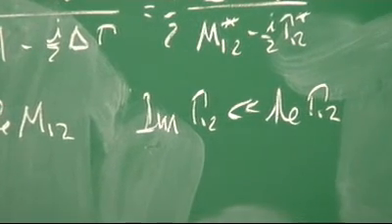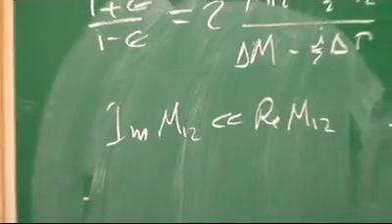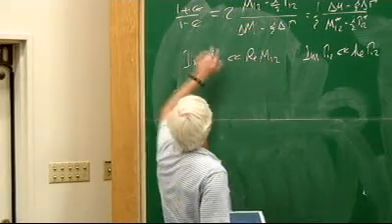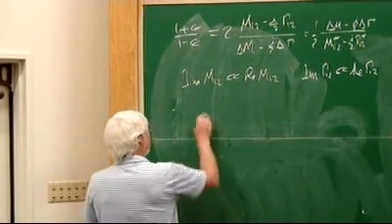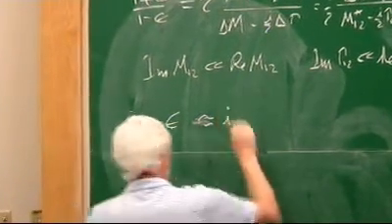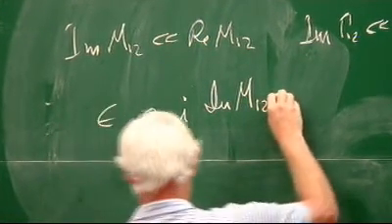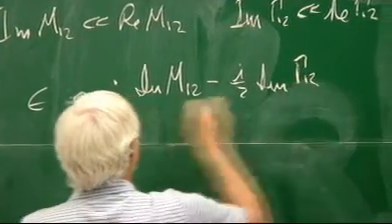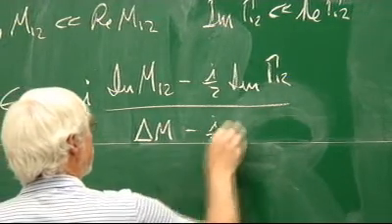So now epsilon is a small number. These numbers are also small. I can expand this in epsilon. I can show what epsilon is. It takes a microsecond. So this is then i times the imaginary part of M12 minus i over 2 the imaginary part of gamma 12, divided by delta M minus i over 2 delta gamma.